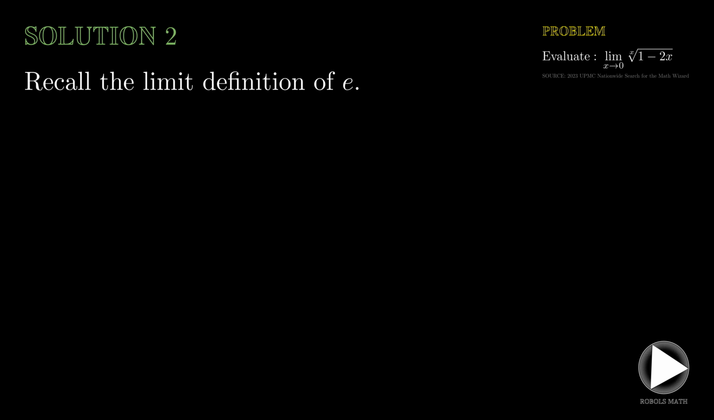For the second solution, we make use of the limit definition of the Euler number e. Recall that e is equal to the limit of (1 plus u) raised to 1 over u as u approaches 0. You might have seen an alternative form of this limit that takes the form (1 plus 1 over h) raised to h as h approaches infinity. But we will be working on the definition as shown since it resembles the given limit more closely.